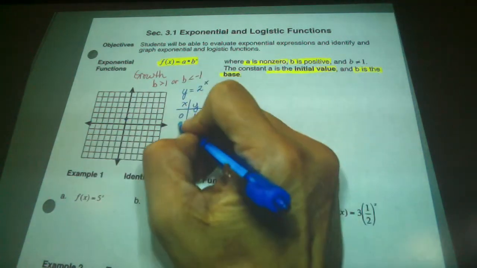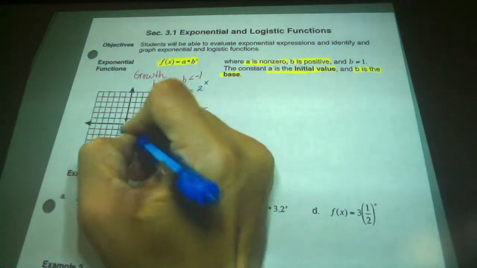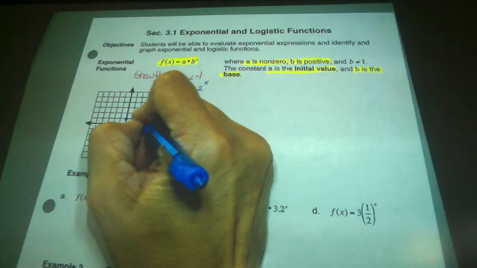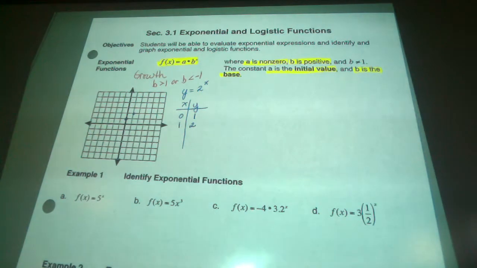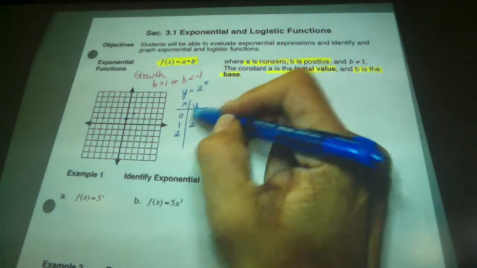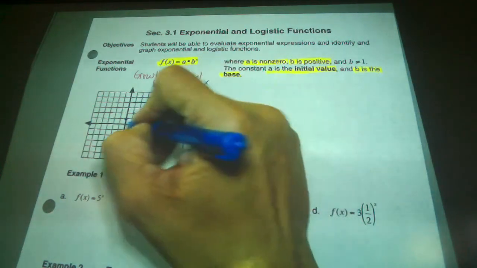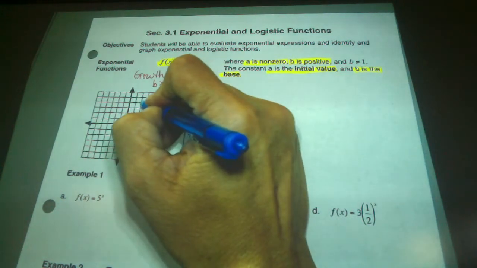Then if I let x be positive 1, what's 2 to the first? 2. So I have an x value of 1, but a y value of 2. And as x is getting bigger, you can see that y is getting bigger. So we'll do one more positive. When x is 2, what's 2 squared? 4. So when x is 2, y is 4.